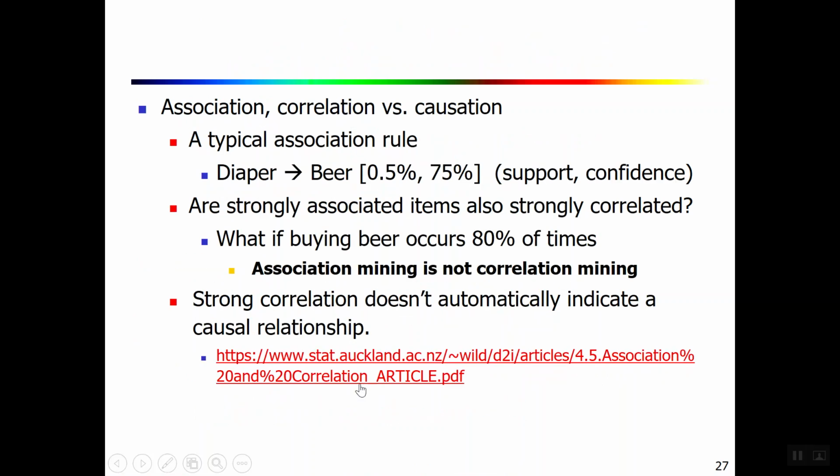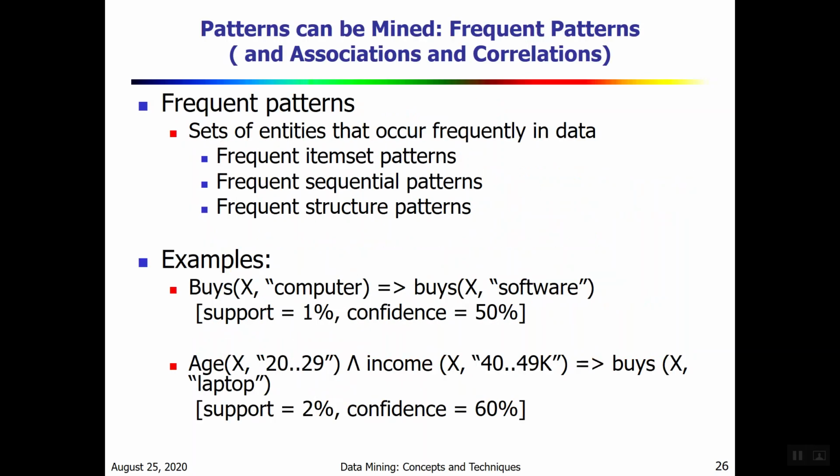A very key observation here is that association rule mining does not mine correlation. It does not mine causal relations. Association, correlation, and causation are all different. Association rule means co-occurrence. Those two things just happen to co-occur, and we quantify the strength of the co-occurrence.